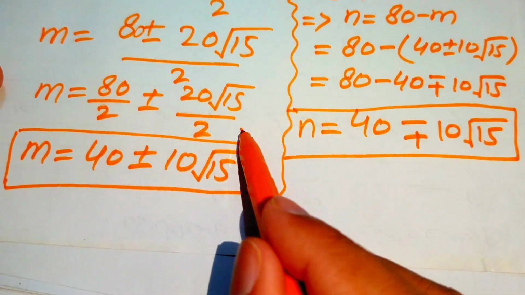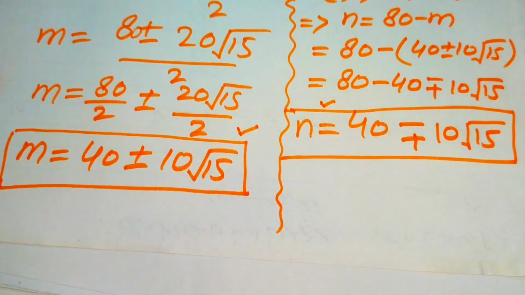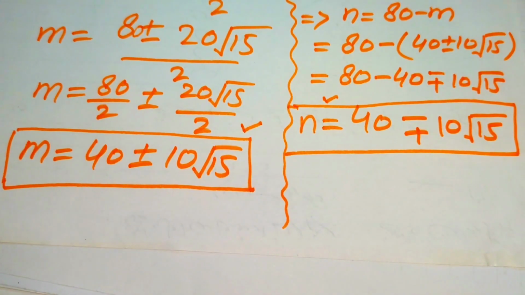So these are the values of m, these are the values of n. So this is our final answer to this question.